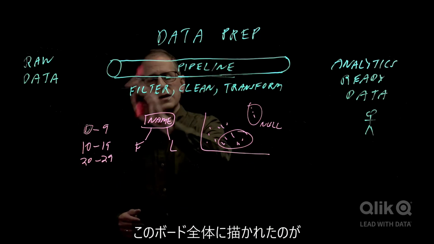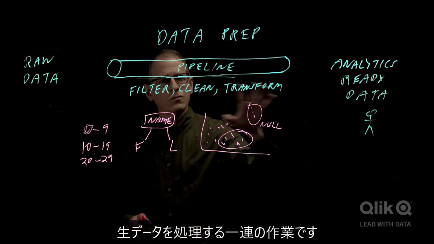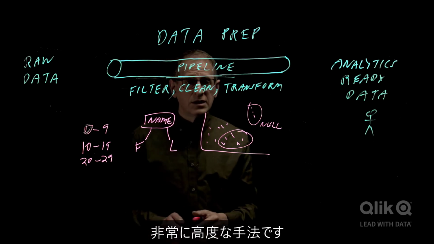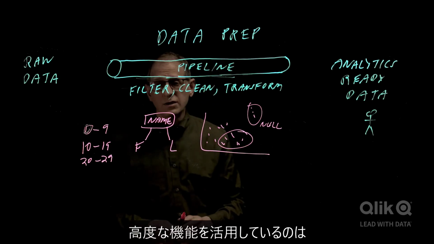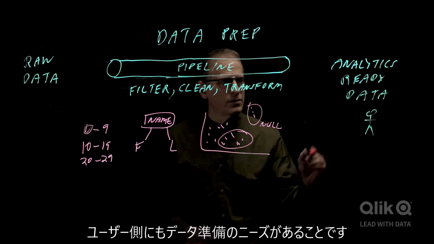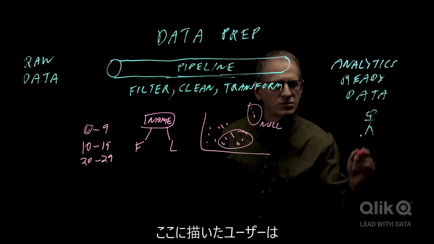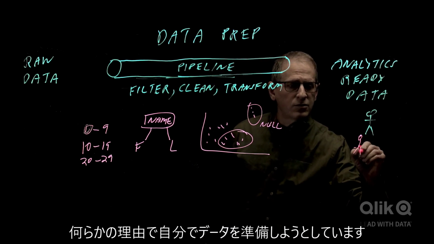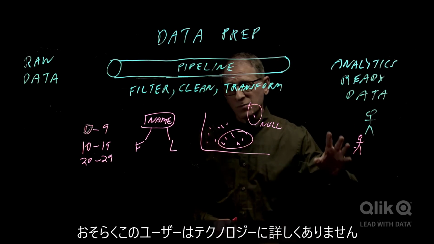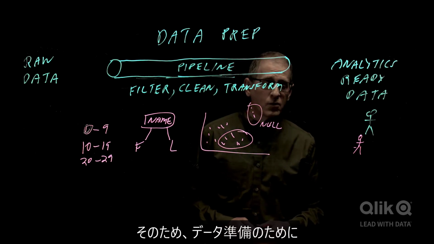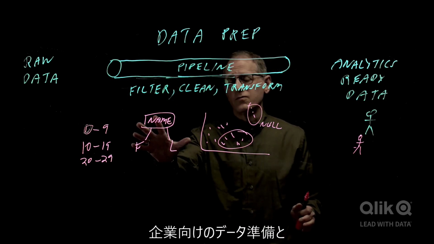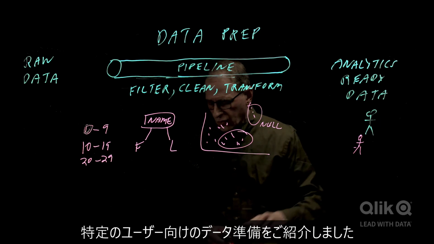Now, because this is being done across the board for all the raw data, this should be an automated process. This could get very sophisticated, so it's probably a data engineer doing this work and using some pretty advanced capabilities. But keep in mind, there could also be a need for data prep by the user. So this user over here, perhaps they want to do their own data prep for whatever reason. In this case, this user is probably not very technical, so they're looking for more of a configurable type of tool to do data prep. They're both examples of data prep: data prep for the enterprise and data prep for the particular user.